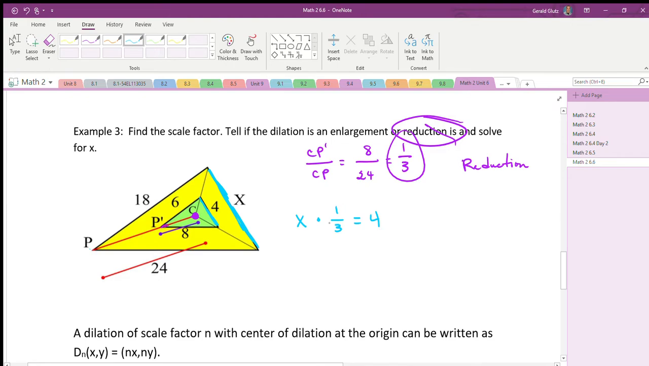To get rid of a 1/3 or a fraction, I'm going to multiply by the denominator. So I'm going to multiply both sides by 3. 1/3 times 3 is just 1, so that'll go away. So x is equal to 4 times 3, which is 12. So x equals 12.